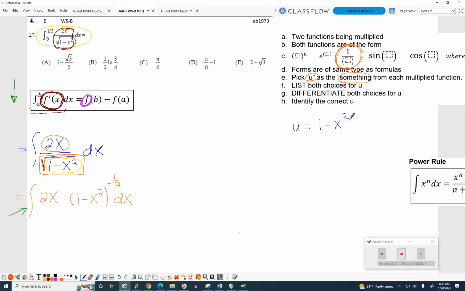Everybody good here? Cool. Next step, we have our u. Let's go to Sam. What's the next step, Sam? We have our u, we have to differentiate both sides. Perfect. You got to go d dx to both sides here. So I go d over dx of the u. That's not really going to change anything. So Sam, when I do d dx of this, what do I get? You should get negative 2x. Perfect.